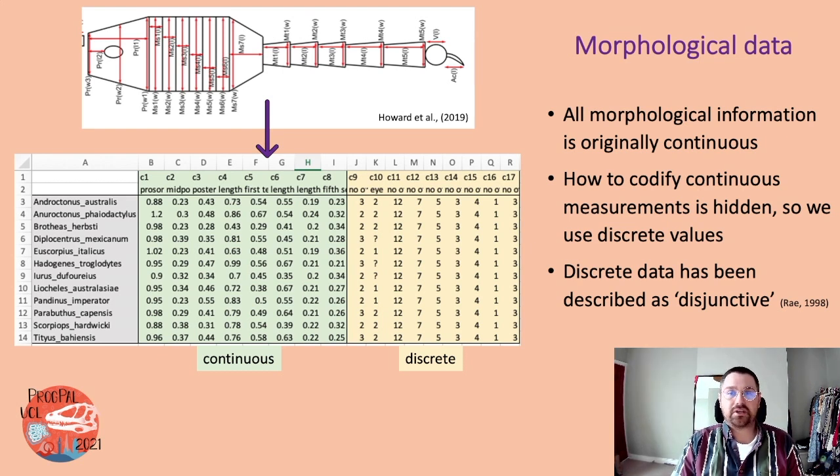And that is often because how to codify continuous measurements, say for example, the fact that there are 6 segments to a certain animal, rather than actually the length of that specific character is hidden to us, so we use discrete values instead. And discrete data has often been described as a disjunctive version, a poor version of that original continuous data. We just struggle to actually incorporate it.